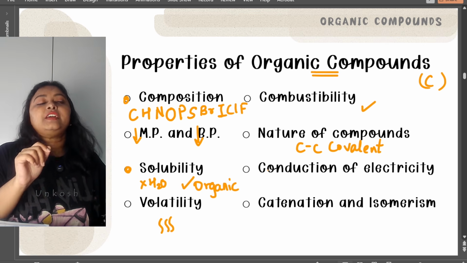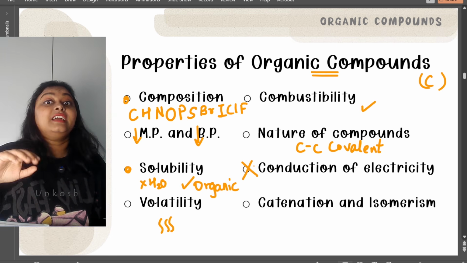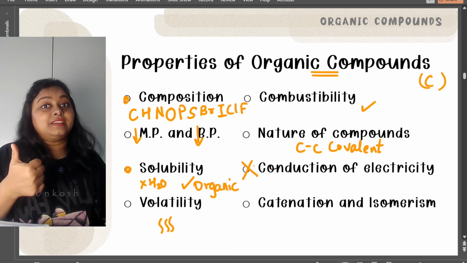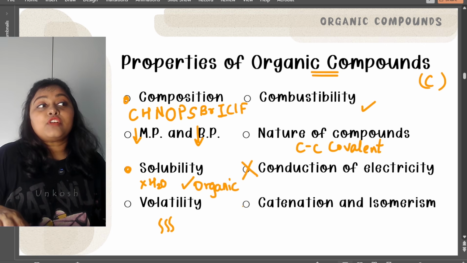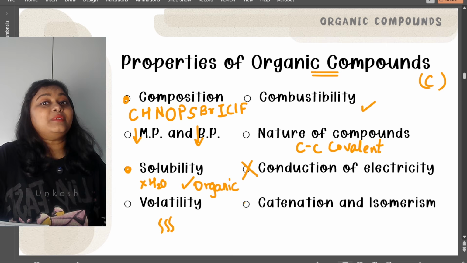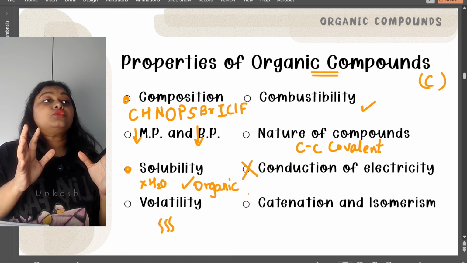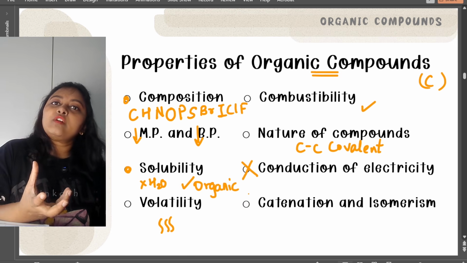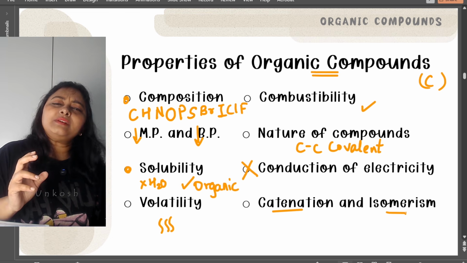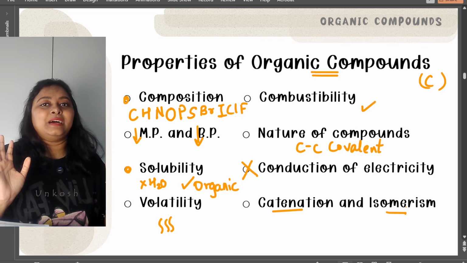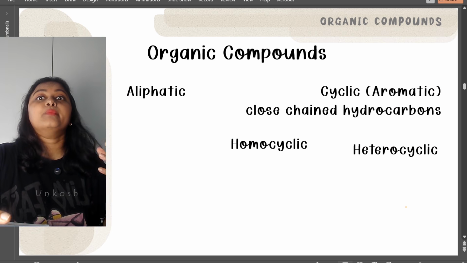Okay. What about conduction of electricity? Organic compounds are bad conductors of electricity. Inorganic compounds are good conductors, but organic compounds are bad conductors of electricity. And of course, we have this answer which is from carbon, once again repeated here, because organic compounds are mainly made up of carbon. So the nature of carbon is also the nature of organic compounds. So organic compounds exhibit catenation property, exhibit isomerism, and that is going to be common with carbon. Next, let's move on to understanding organic compounds more in detail.